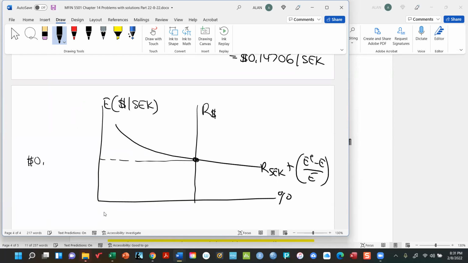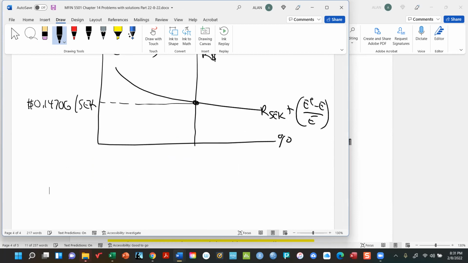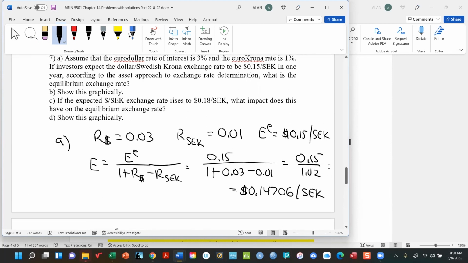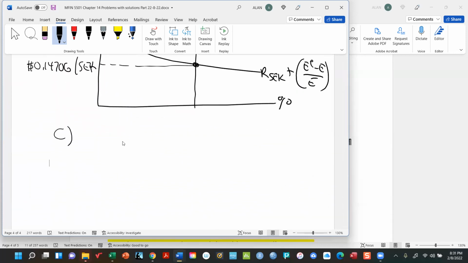About like I said, 0.14706. And then we have a change in part C. What happened differently? Oh, I think it's the expectations this time. The expectation rises to 18 cents per Swedish krona, which means that people are more pessimistic about the dollar relative to the krona.